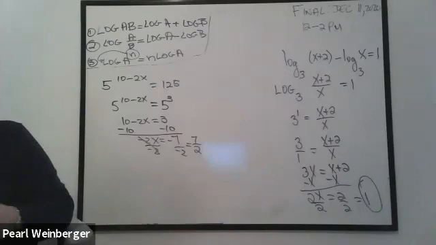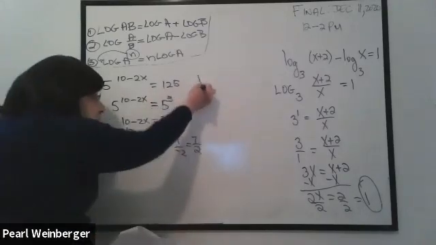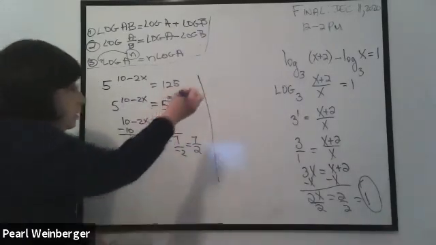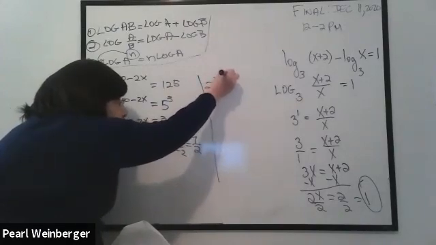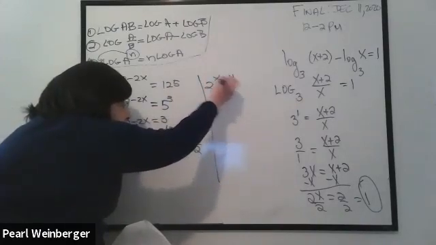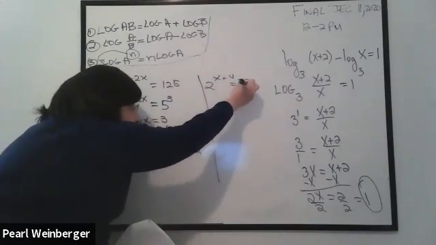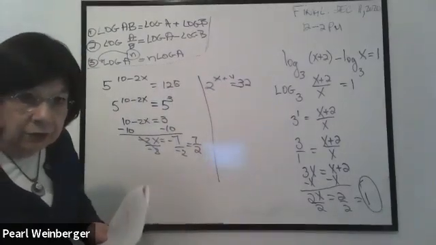Here's another one like that. I'm going to give you this one to try. 2 to the x plus 4 equals 32. See if you can solve that. I'm giving you a few minutes to try it on your own.